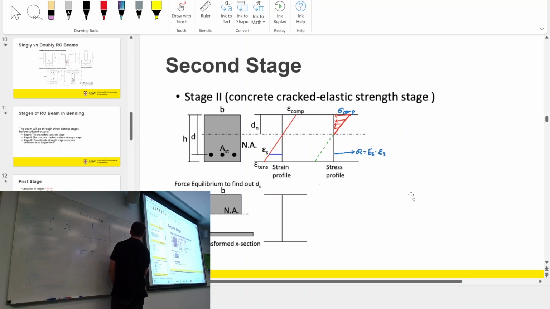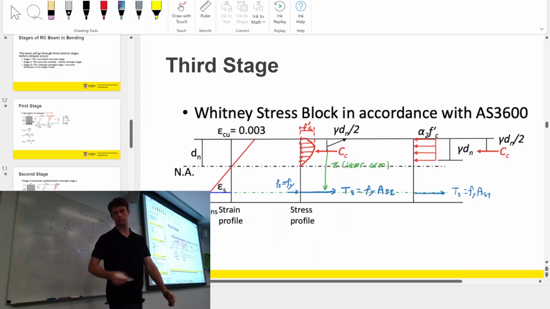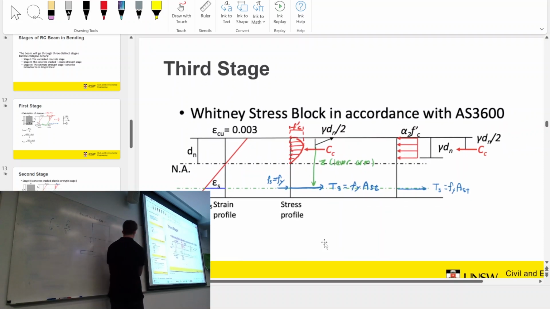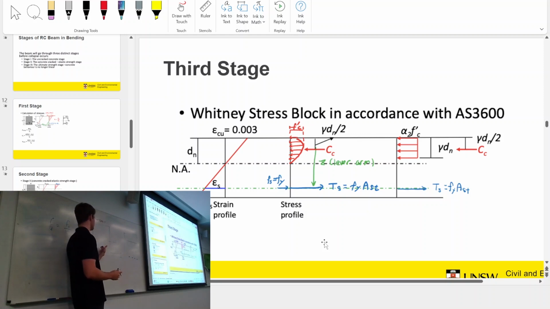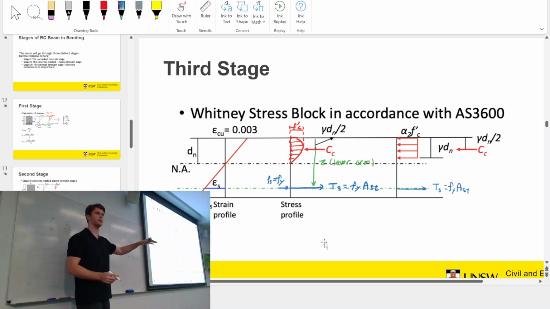draw this. Got your steel, right? Do you want me to go to the third stage on the slides? Yeah. Yeah. Thank you. Third stage, your concrete cracks. So all this basically goes, and it's basically all up here now. When you go from this stage to this stage, does your neutral axis keep moving downwards or does it go upwards?